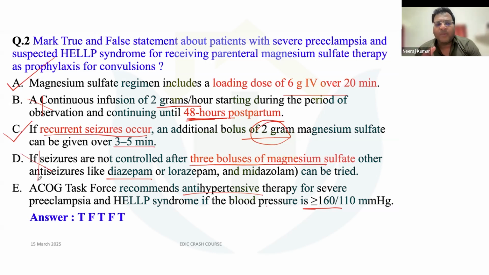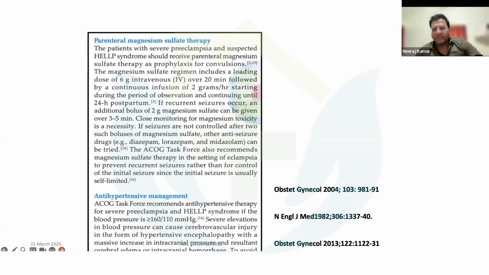The D option is again false. Why? Because if seizure is not controlled by 3 bolus doses of magnesium sulfate, you can try anti-seizure drugs like diazepam or lorazepam. No, it is not right. But the ACOG task force says that if the patient has preeclampsia along with HELLP, the target cutoff value for treatment of hypertension would be 160/110. So this is the correct option. Now you see this, good. I think this has been taken from a journal like Obstetrics and Gynecology, NEJM, and Obstetrics and Gynecology as well.